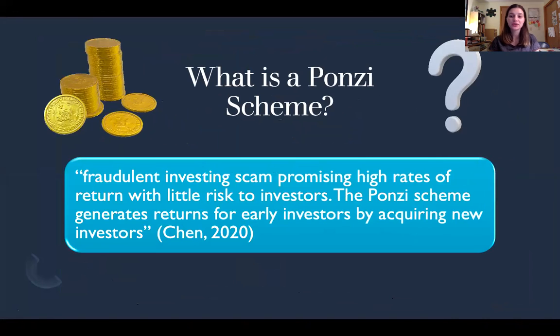So I just want to touch on what exactly a Ponzi scheme is. It's a fraudulent investing scam promising high rates of return with little risk to investors. The Ponzi scheme generates returns for early investors by acquiring new ones. This is what Bernie Madoff used to defraud $65 billion worth of money from his clients. I'm going to touch on this cycle in the next couple of slides, but this is their main focal point.